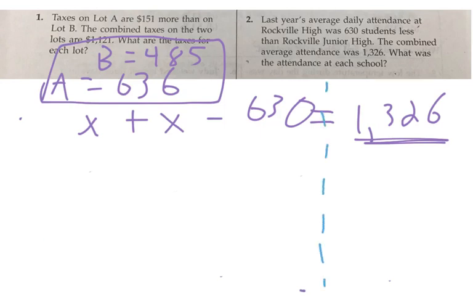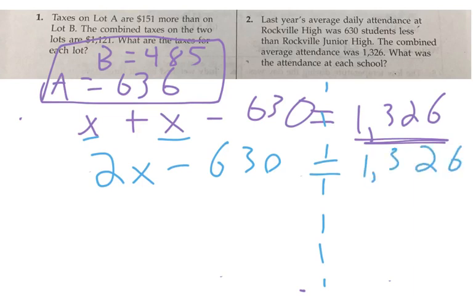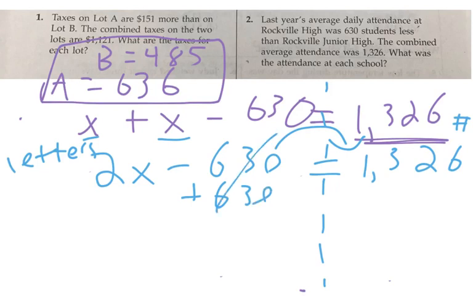So I'm going to draw my dotted line down my equal sign. Now, is there anything on the left side of the equal sign that can go together that's on the same side? My X's. So I have 2x minus 630 equals 1,326. So again, I want my letters over here and my numbers over here. So I've got to move my 630 to be over here. And I'm going to do the opposite of subtracting, and I'm going to add.